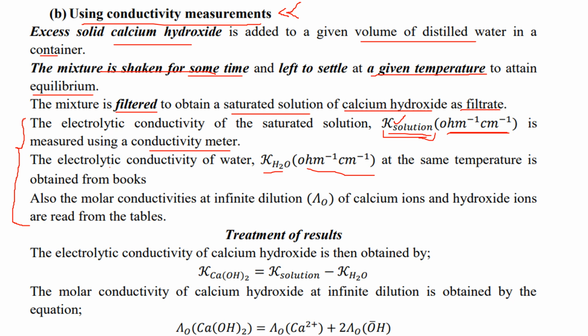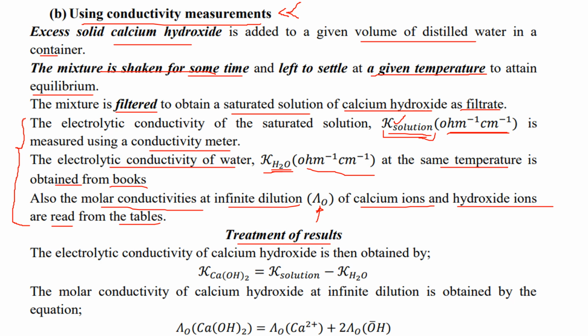And then the electrolytic conductivity of water, which is going to be denoted by K with the symbol of water as a subscript, at the same temperature, is also going to be obtained. But this is not going to be obtained from our solution. It's going to be obtained from books, or someone can just say the electrolytic conductivity of water is already known. And then we proceed by saying that the molar conductivities at infinite dilution of the calcium ions and the hydroxide ions are going to be obtained from tables. After that, we treat our results.